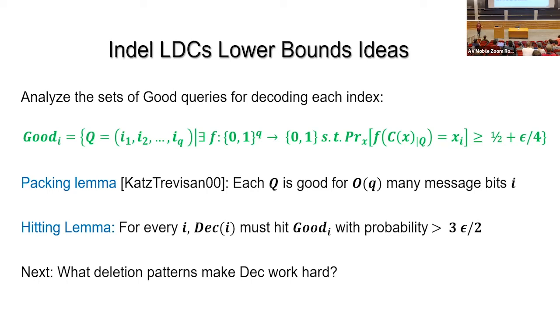And now the question that we're asking is, what deletion patterns make a decoder work hard? This is where we diverge from the Hamming view of things. This is the conceptual contribution here. We're asking what deletion process can we come up with such that no matter what decoder we would have, it would make it work hard to predict each bit.